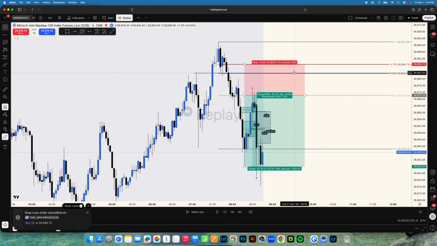Bam. 2 super easy trades. This one specifically, very little drawdown. We're looking at like 3 points of drawdown. These both came from the same thing here.